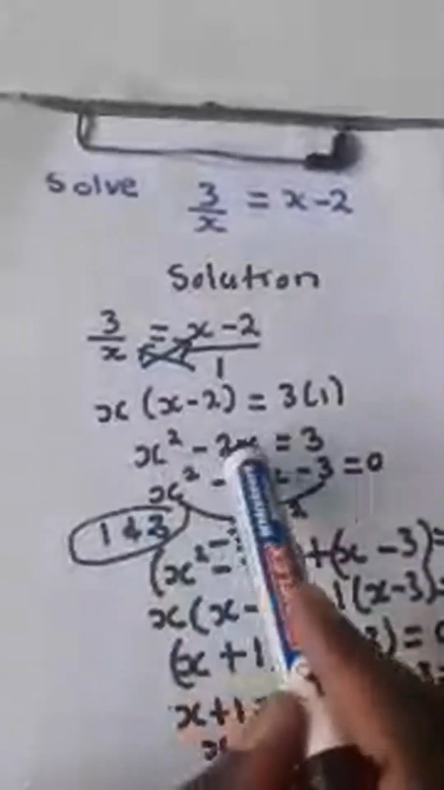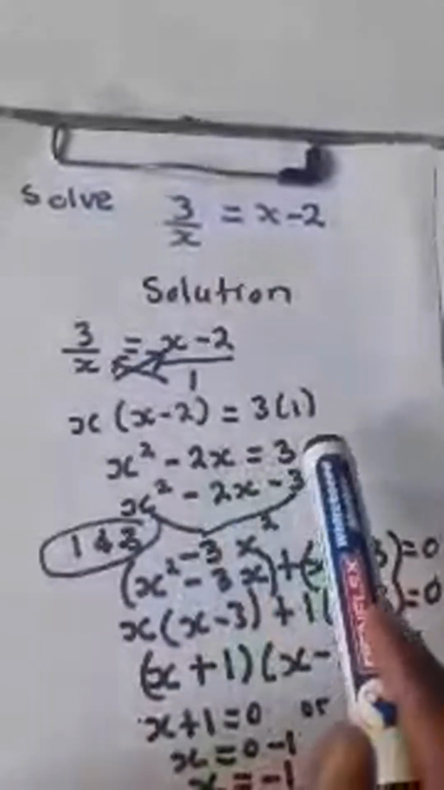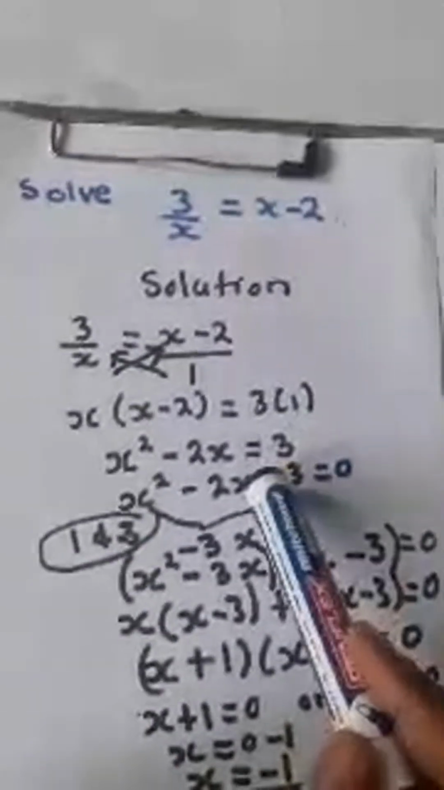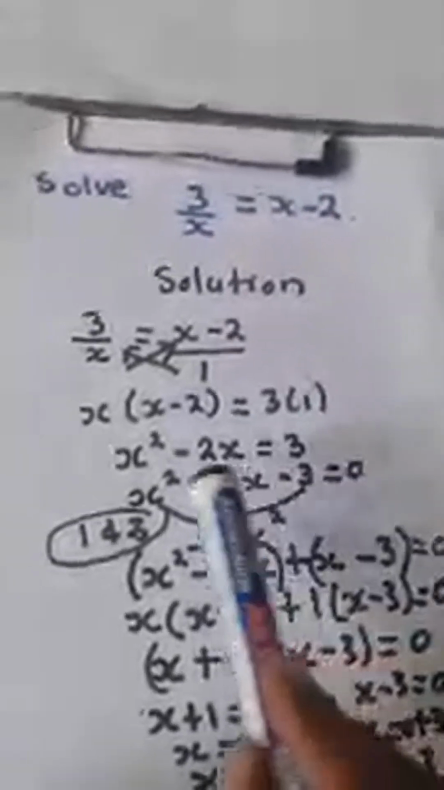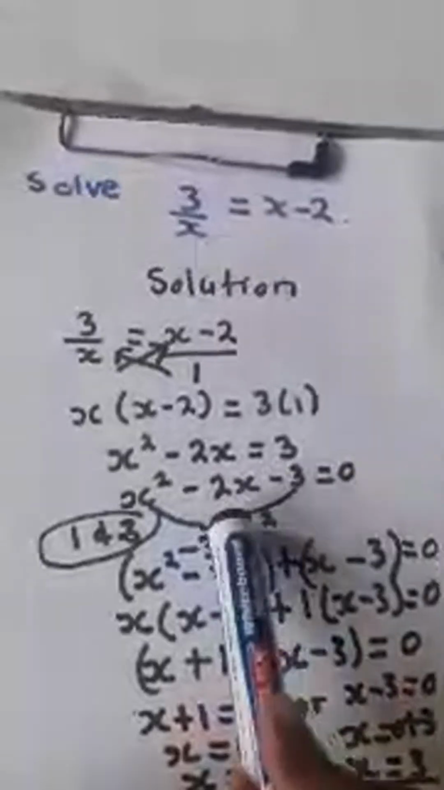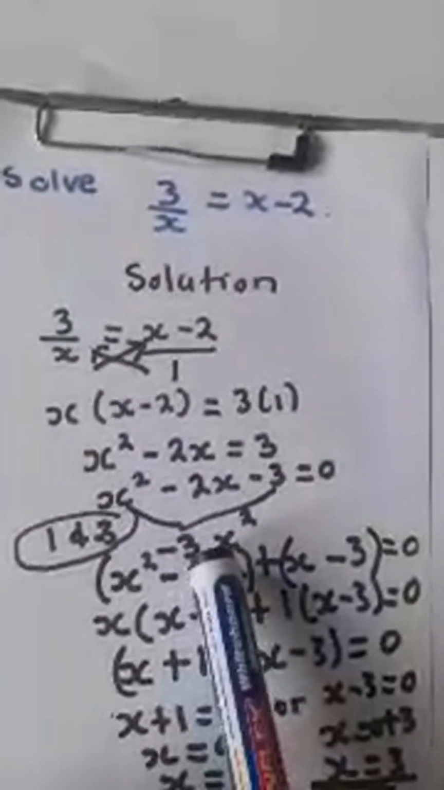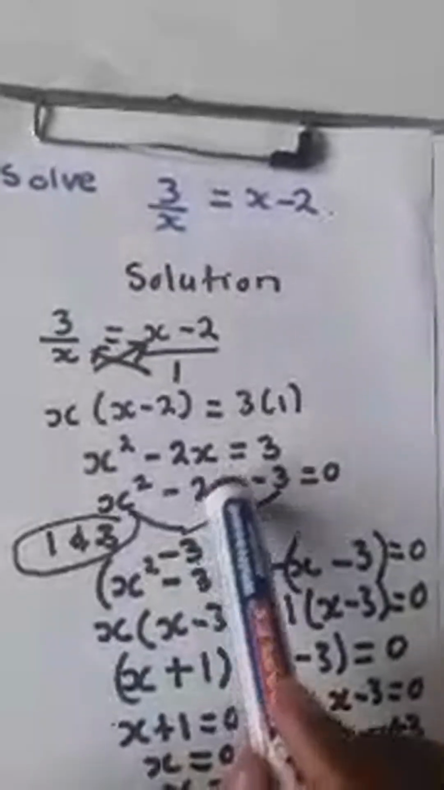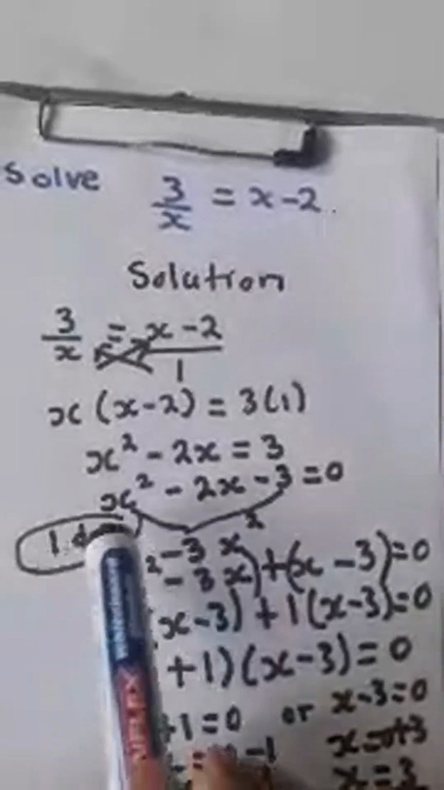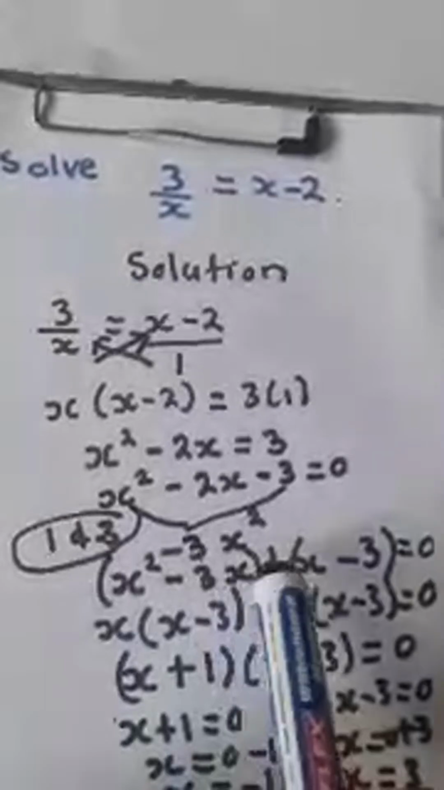So it's now x squared minus 2x is equal to 3 times 1. We get 3. So we take positive 3 to this side. It will be negative 3. Then this side is equal to 0. Then we multiply the first and the last terms to get negative 3x squared. Then negative 2x is now replaced with 1 and negative 3. So it's now x squared, then negative 3x plus what?